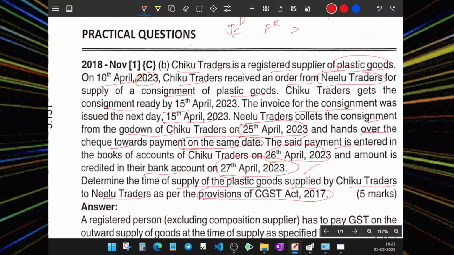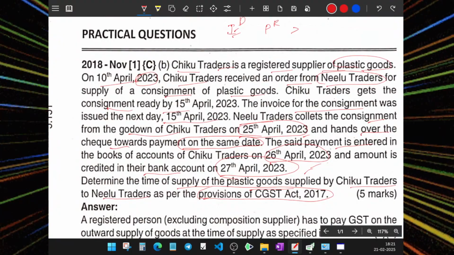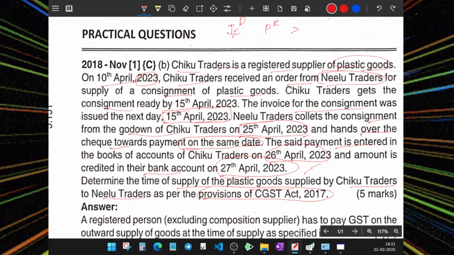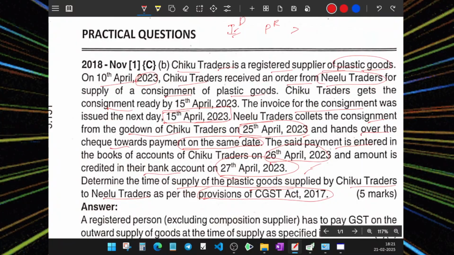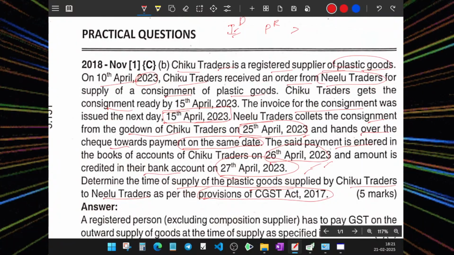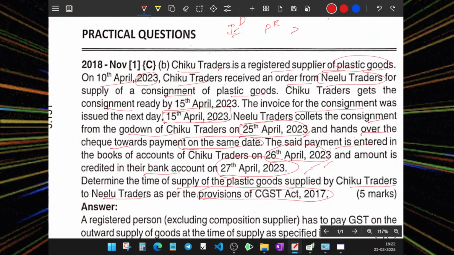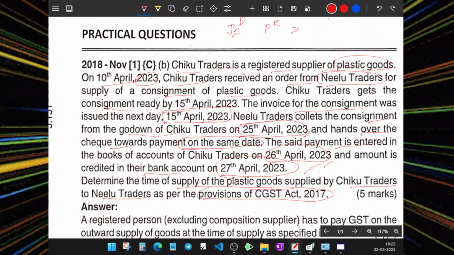So even though we have the order and the consignment ready, the invoice of the consignment was issued on 15th April, but they received payment on the 26th only. But the work was completed on the 25th only. So which is the date you should take: 15th, 25th or 26th? In the bank account, you received it only on the 27th. So four different cases are there.